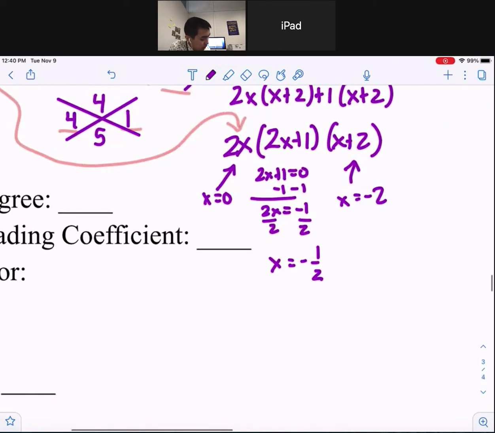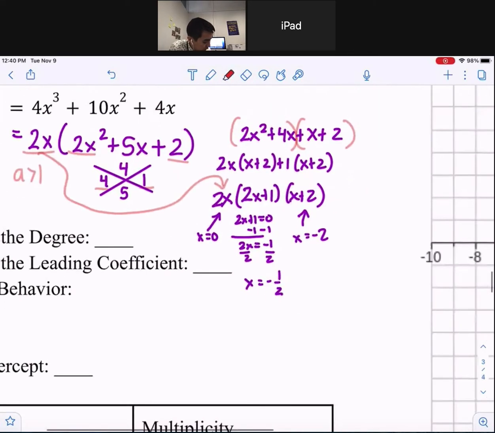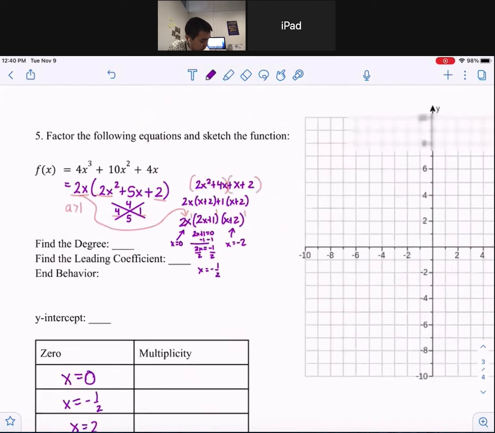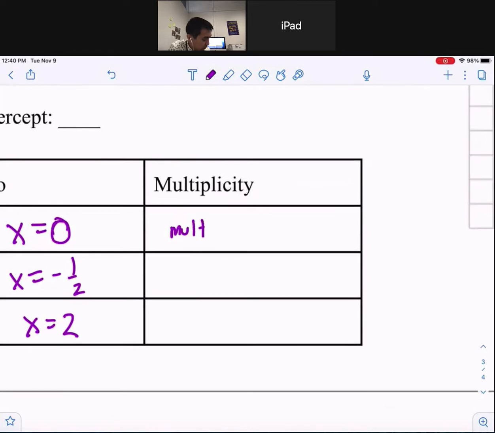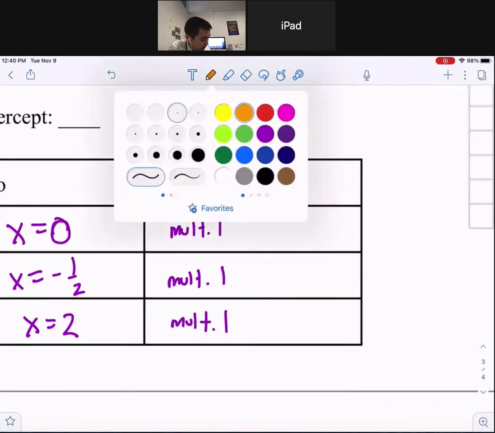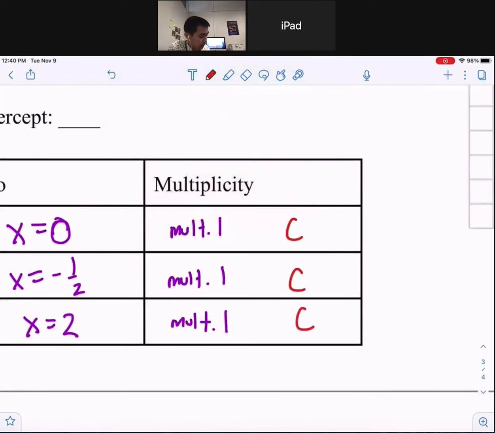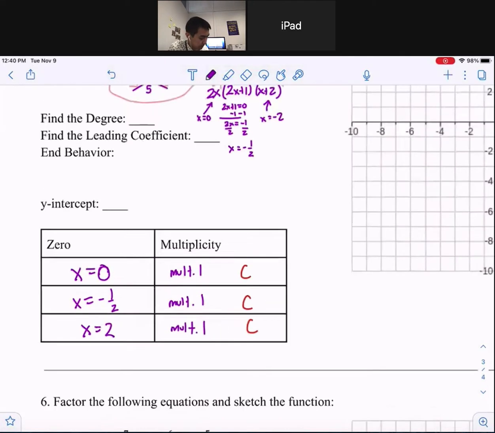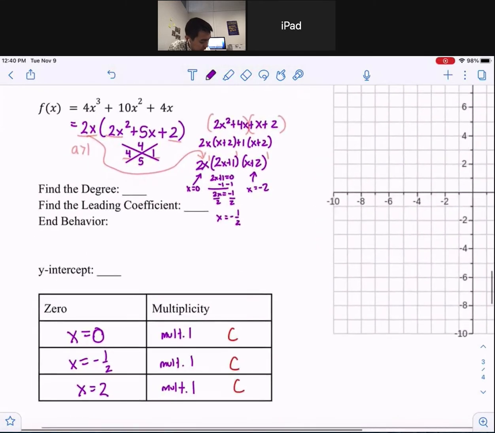And then all of these have a multiplicity of 1, because all their powers are 1. And if they're all multiplicity 1, then the interaction that happens when you approach all these zeros is cross. Cross, cross, cross, because they're all multiplicity of 1. Degree, it's 3. Leading coefficient's 4, and the end behavior, it's positive, and the degree is odd. Positive odd is down up, and the y-intercept is still 0, 0.